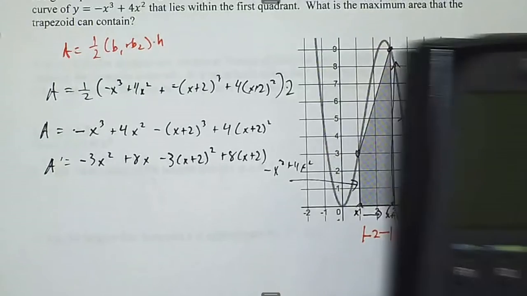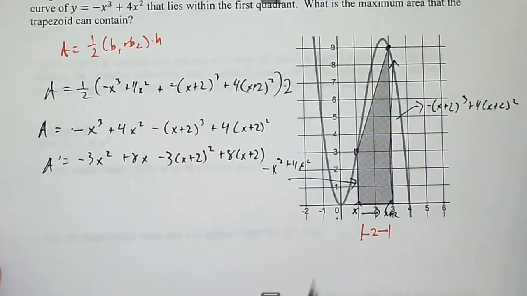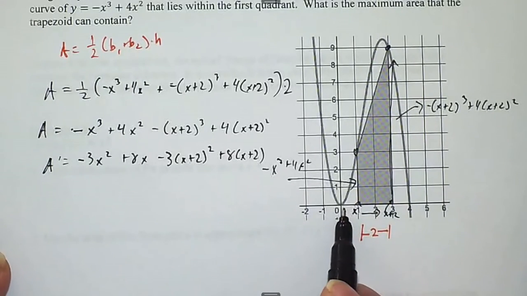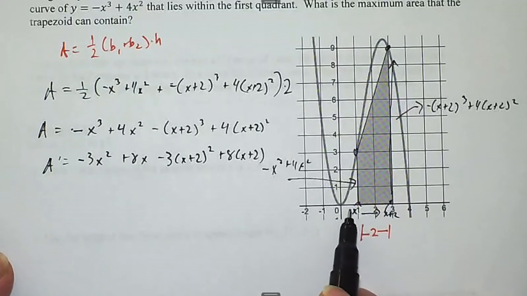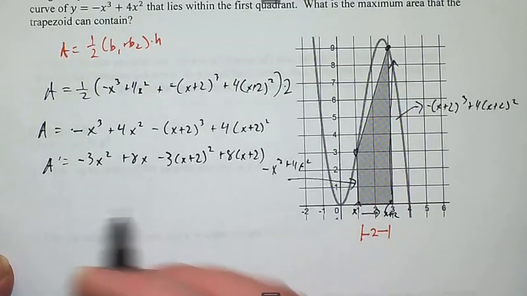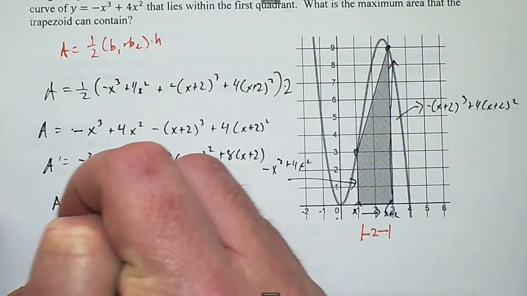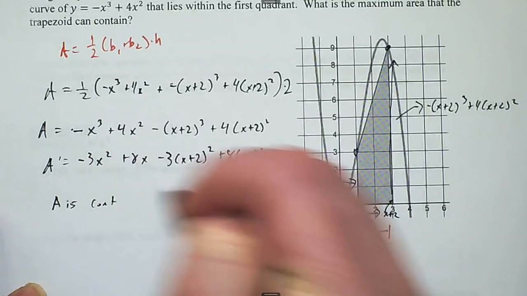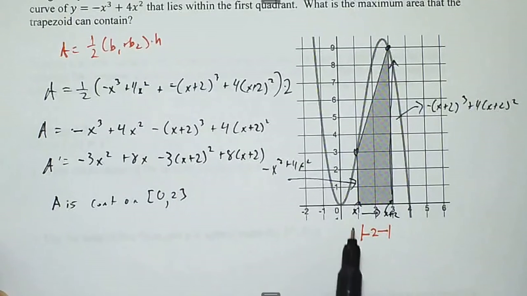All right, we now need to find the maximum, where the x value is limited, because the x value can only go from 0 to 4. Actually, it can only go from 0 to 2. So I'm going to say that A is continuous on the interval from 0 to 2, because we have to be in the first quadrant, that's in the problem description.